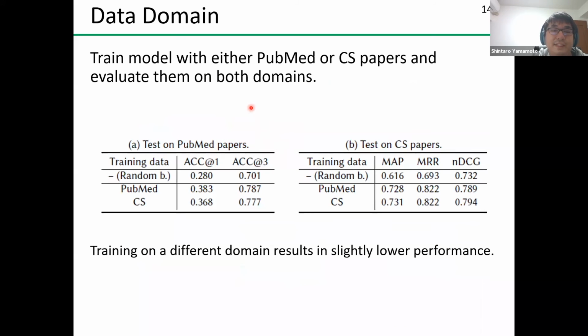We also evaluate the training data. So we train the model with either PubMed or computer science papers and evaluate them on both domains. We found that training on a different domain results in slightly lower performance. For example, in the test on PubMed papers, training with PubMed papers shows a little better performance.